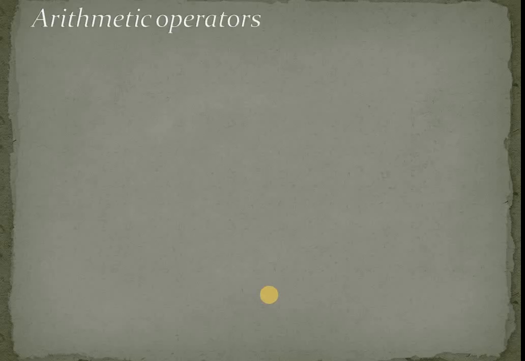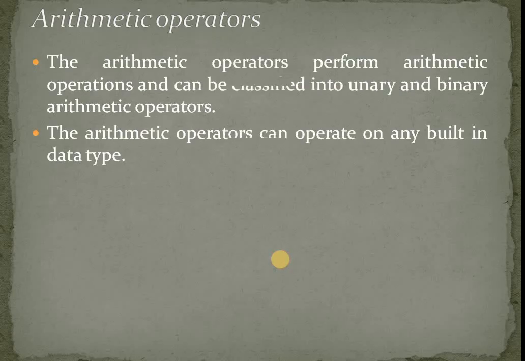Next we'll move on to arithmetic operators. You already know what arithmetic operators are and you have also used them. C provides all the basic arithmetic operators. The arithmetic operators perform arithmetic operations and can be classified into unary and binary arithmetic operators. The arithmetic operators can operate on any built-in data types.